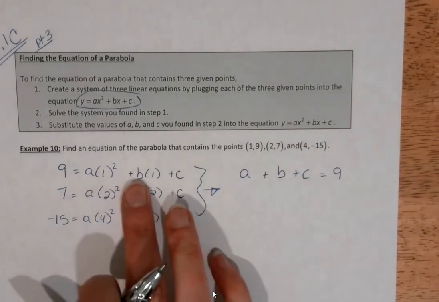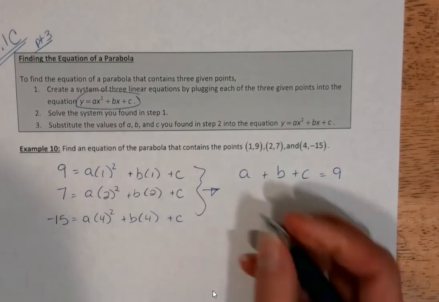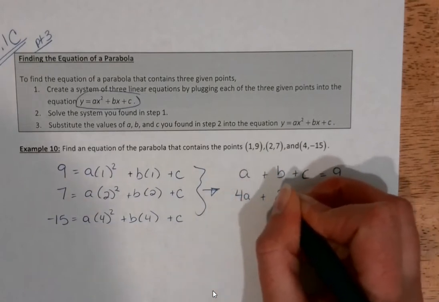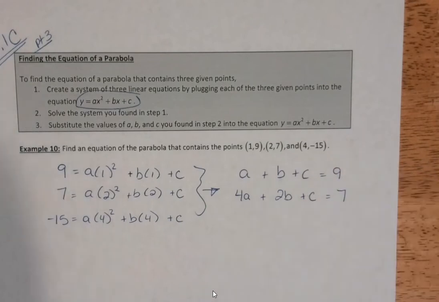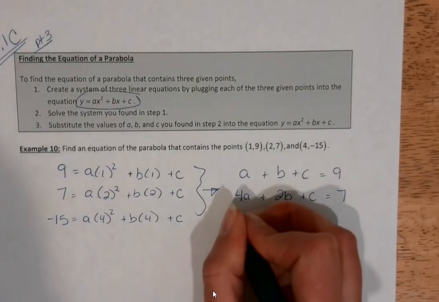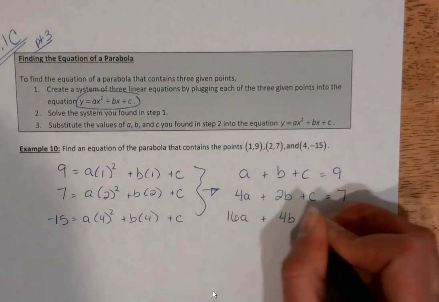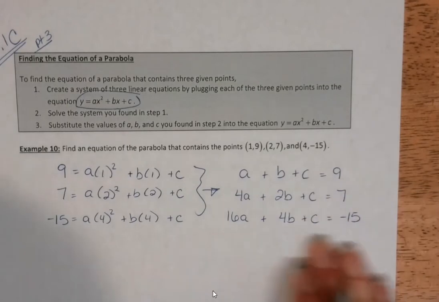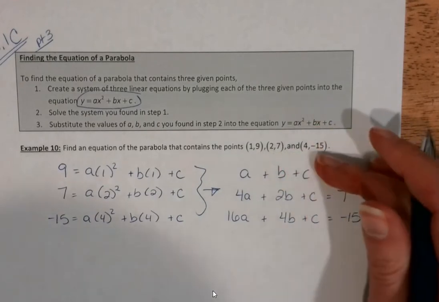Just reordered and simplified this equation, right? A plus b plus c equals 9. Then 2 squared is 4, so it'll be 4a, plus 2b plus c equals 7. And then 4 squared is 16, 16a plus 4b plus c equals negative 15. That looks a little bit better. It's more in a standard form for a system of 3 variables and 3 equations. So we're going to be solving for a, b, and c.